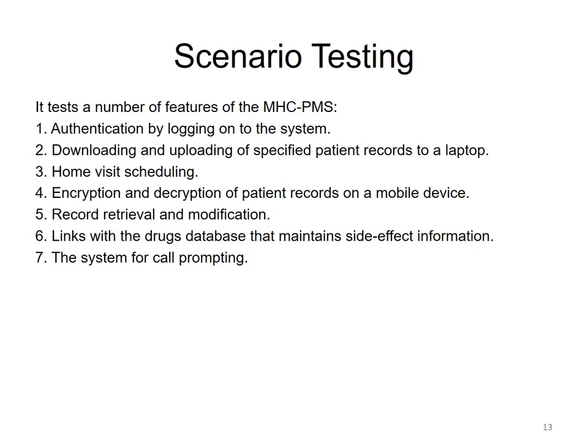It tests a number of features of the MHC-PMS. Number 1. Authentication by logging on to the system. Number 2. Downloading and uploading of specified patient records to a laptop. Number 3. Home visit scheduling. Number 4. Encryption and decryption of patient records on a mobile device. Number 5. Record retrieval and modification. Number 6. Links with the drug database that maintains side effects information. Number 7. The system for call prompting.